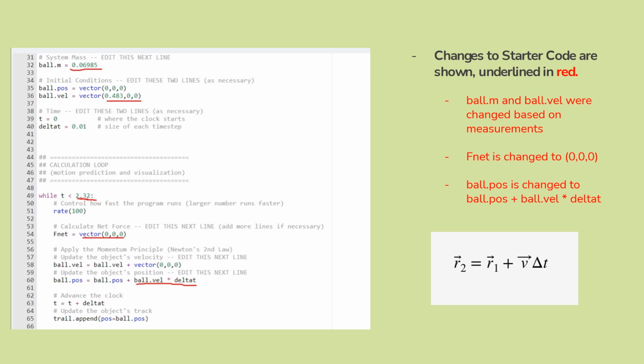My changes to the starter code are underlined here in red, starting with some empirical data that we collected, the initial velocity and the ball mass. And another important change was changing FNet to vector 0, 0, 0 to reflect that since constant motion is going on, there is no net force acting on the system. Lastly, I changed the ball position formula to be the initial ball position plus ball velocity times delta t to reflect this equation.